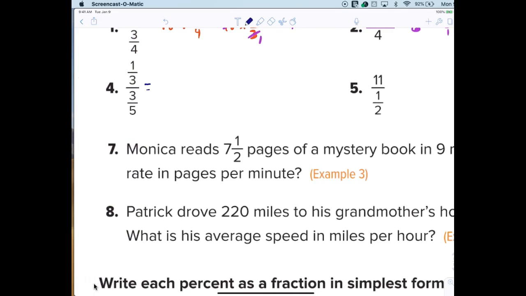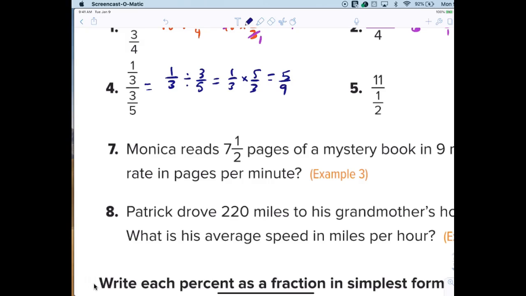Let's take a look at the next problem. Tell me. 1/3 divided by 3/5. Exactly. I want everybody to write down 1/3 divided by 3/5, which means what? 1/3 times 5/3. Exactly. Nothing reduces, so my final answer is 5/9. Simple, simple.